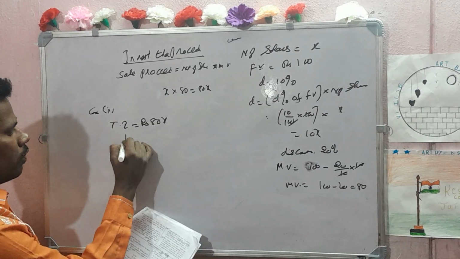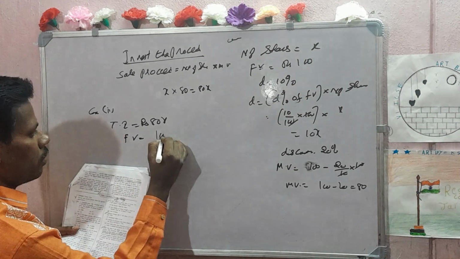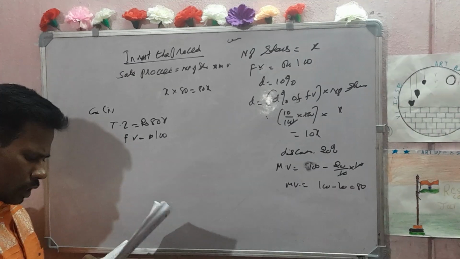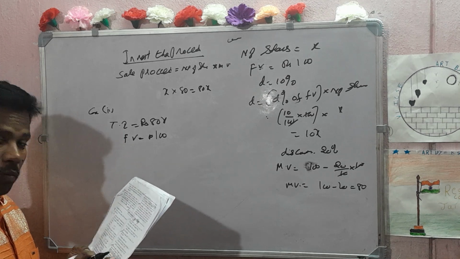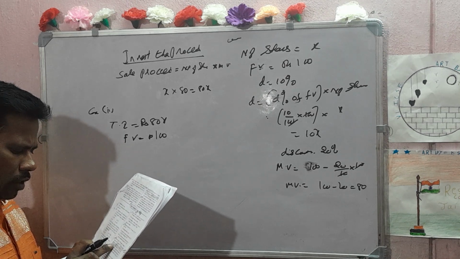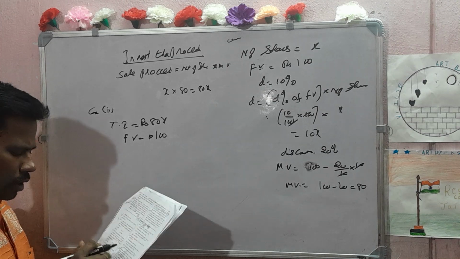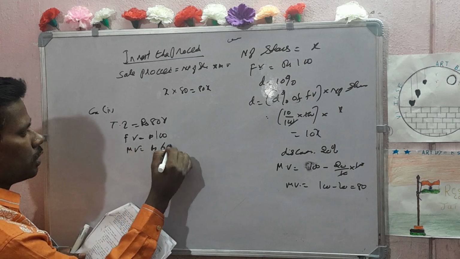And face value is given. Face value is 100. Now, market price. Market value is: he sells the number of shares at a discount of 25 and invests the proceeds in shares at 60. Now market value is rupees 60.